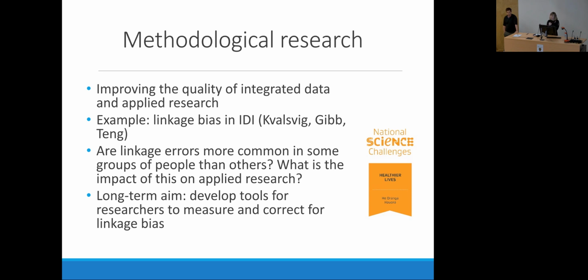So at the moment, we don't have much information about the level of linkage error in the IDI, and we don't have any information about the bias that it might cause.